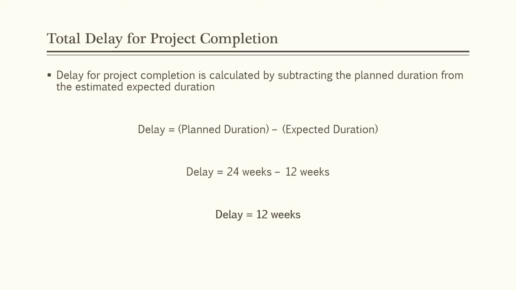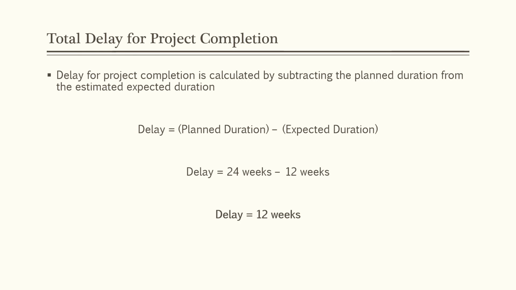The total delay for the project completion tells organizations the extra amount of time that the project will take for completion. It also helps organizations calculate the extra budget it will take for the completion of the project. Delay for the project is calculated by subtracting the planned duration from the estimated duration of the project. In our case, we get 12 weeks, which is the extra amount of time it will take for the completion of the project.